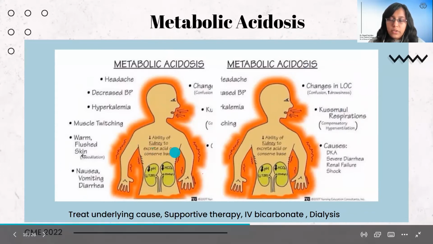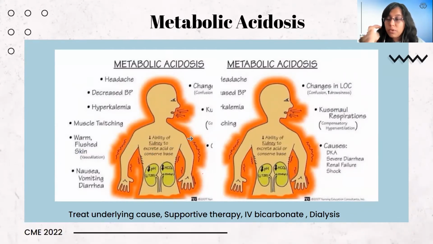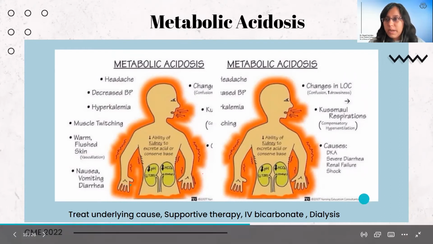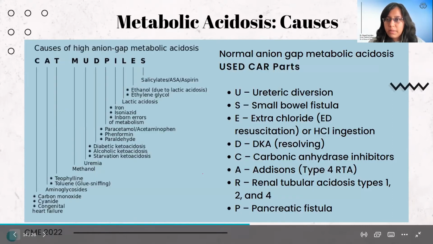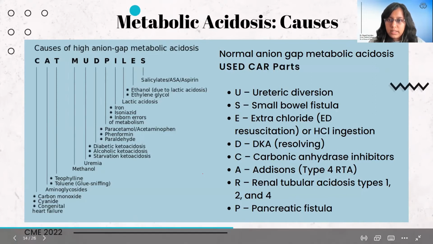And the treatment for all of these is very simple. You treat the cause, and automatically the homeostasis will become normal because your body will start functioning how it's supposed to. And for metabolic acidosis, you can give sodium bicarbonate or dialysis, depending on what the cause is. Okay, have you understood metabolic acidosis and its causes? Yes, then I'll move ahead.